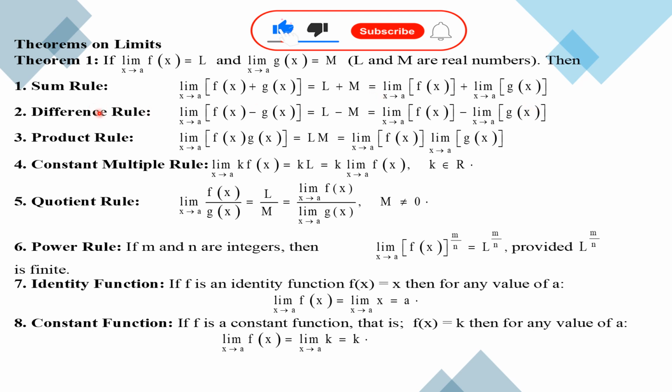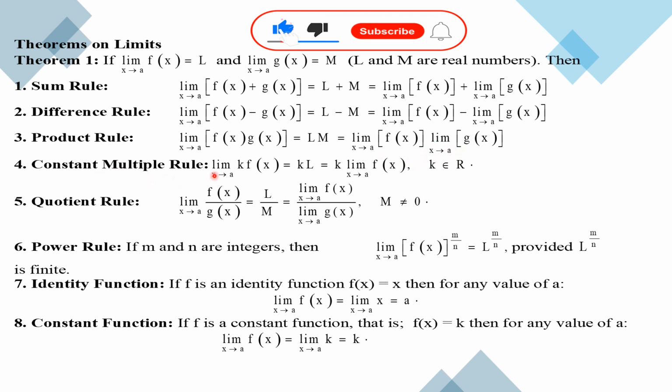This is the sum rule. The difference rule is very similar to the sum rule. The limit of f(x) − g(x) is L − m, so you get the answer by just subtracting the limits. You can also take the limit of each function separately: the limit of f(x) minus the limit of g(x). Product rule: the limit of f(x)g(x) is L times m, so you multiply the limits. You can also give the limits separately: the limit of f(x) times the limit of g(x).